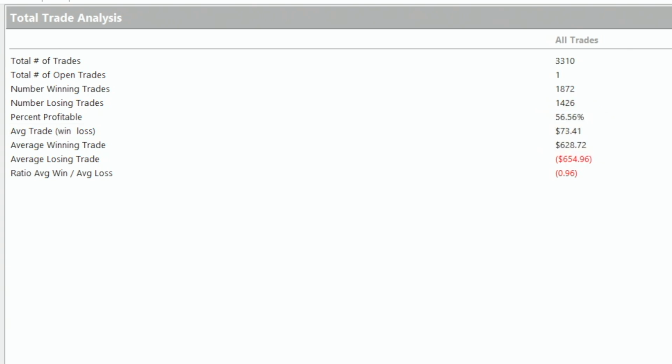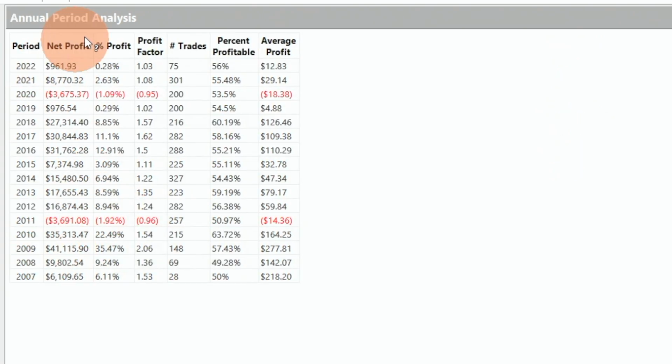Let's go to periodical returns. And now we can see a totally different profile than the one we saw with the ES alone, which is, of course, the whole point behind trading a portfolio. Now, I always advocate to always trade a portfolio. Never, ever trade a single strategy. If it fails, that's it.